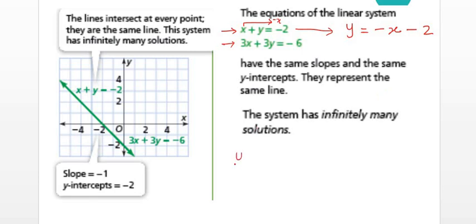Now if you look at this one, I can say what is the value of the slope here.